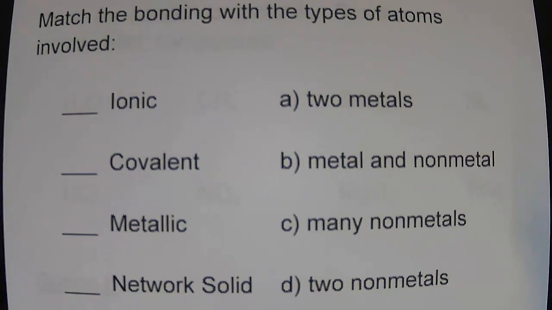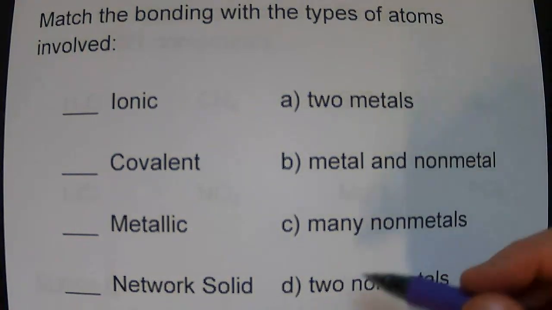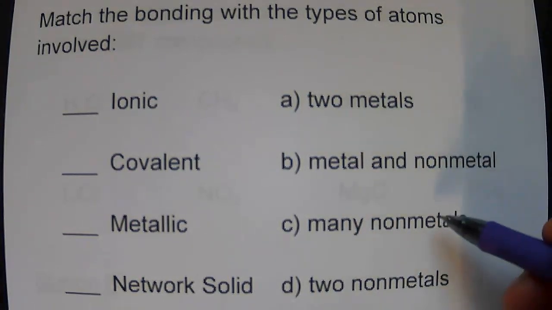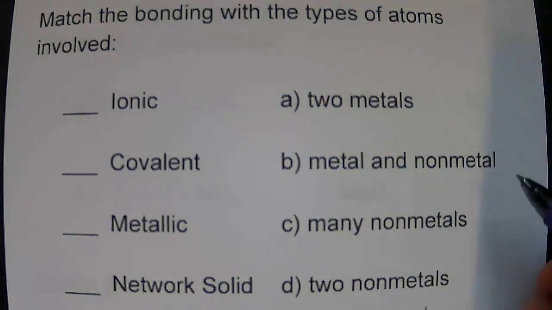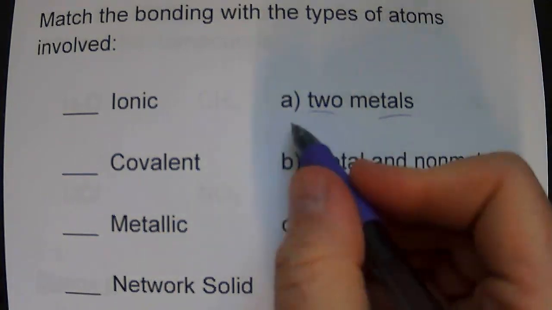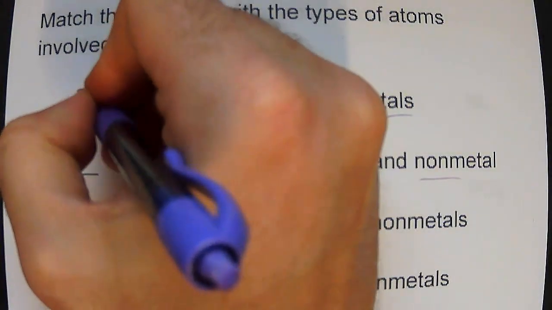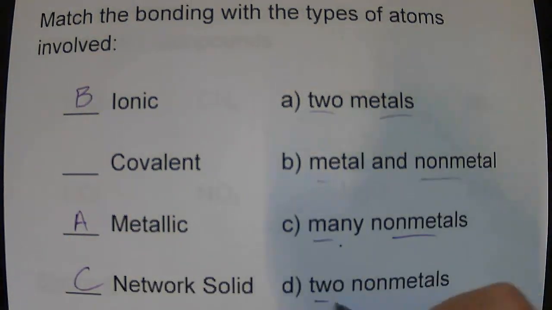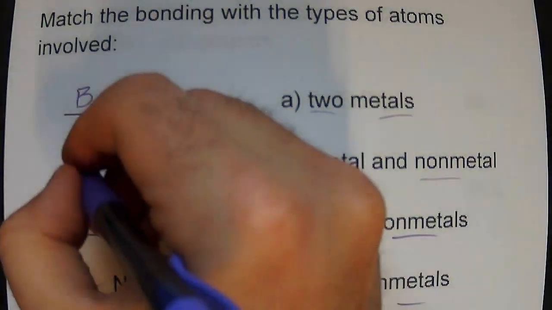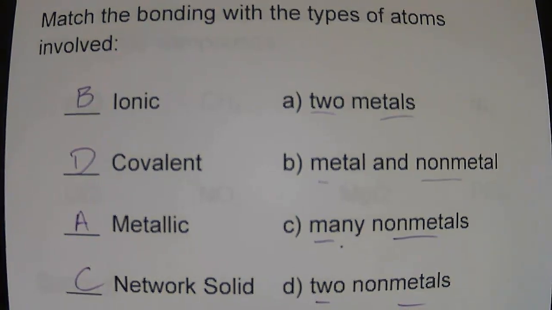Okay, here we have matching. I always take the longer phrase here and match it to the single word or the single phrase that defines it. So two metals is a metallic bond, so that's A. And then a metal and a nonmetal, well, we just practiced that. A metal and a nonmetal is B, ionic. Many nonmetals is a network solid, and only two nonmetals, that's D, covalent.